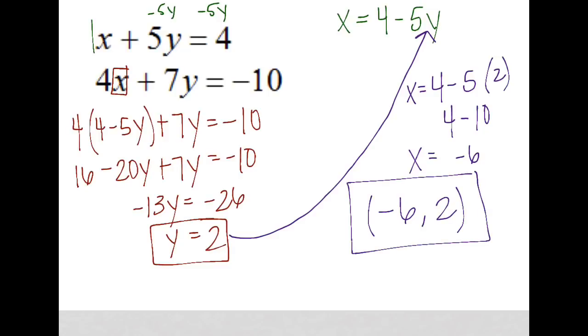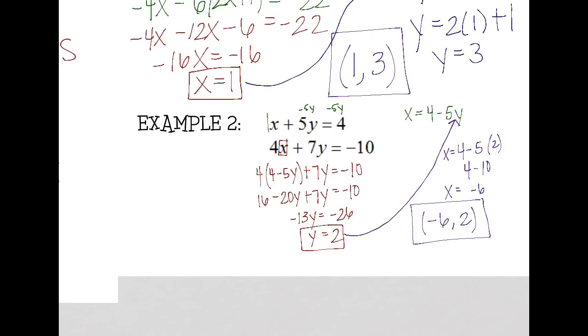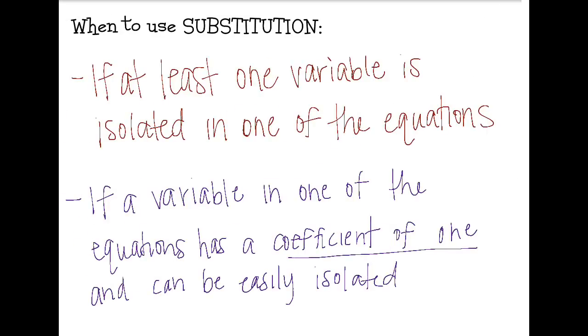Now you can always use substitution, but these are really the best two scenarios to actually use it: when you've already got one variable completely isolated, or when it's very easy to isolate one because it has a coefficient of 1. So go ahead, get these notes in your foldable, and then you can do as much practice as you feel you need.